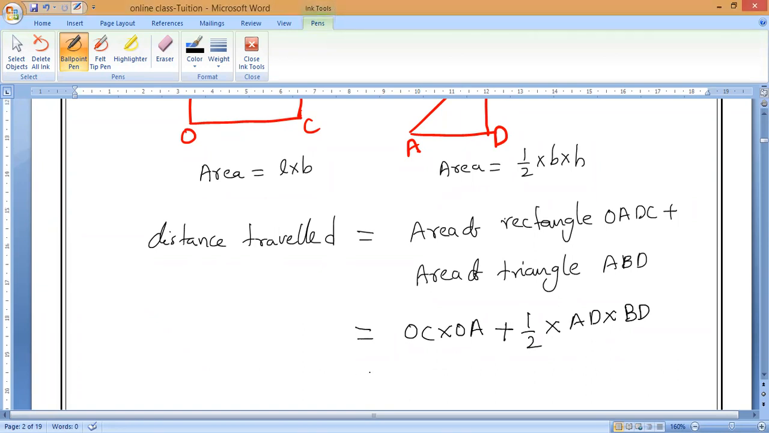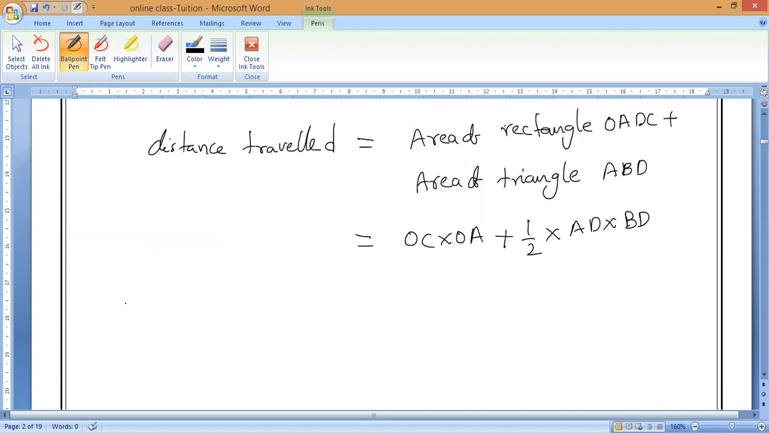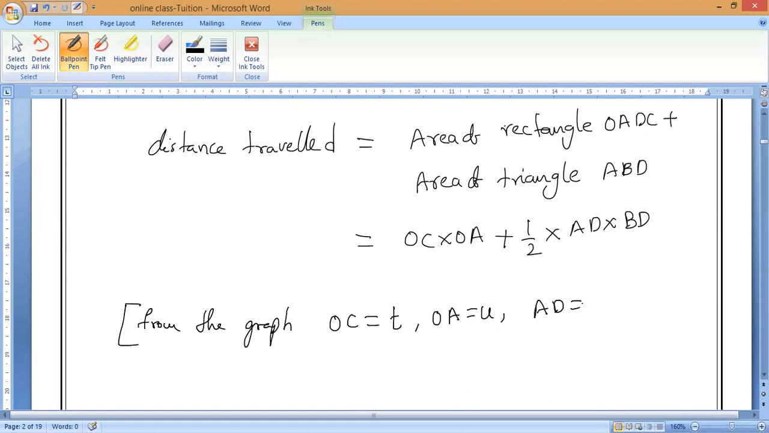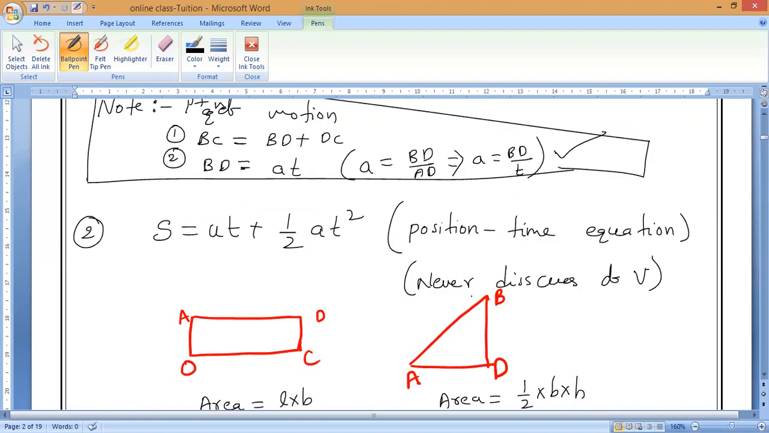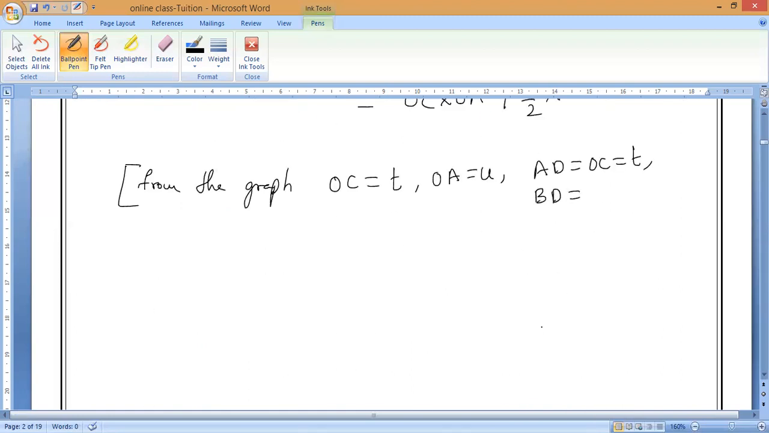Now, from the graph, as we know, OC equals what? Time. Yes or no? Next, OA equals what? Initial velocity. Next, AD equals what? AD is equal to OC, which is equal to time. Yes or no? Next, BD equals what? I taught you in the first equation. BD equals at. So that you have to remember.